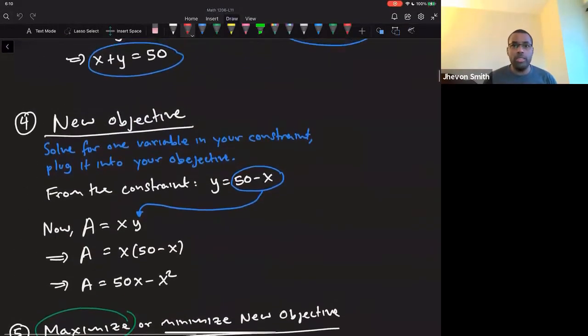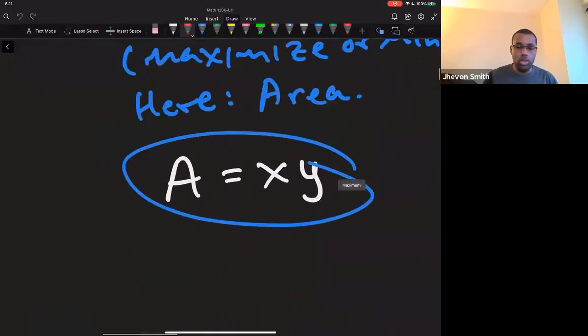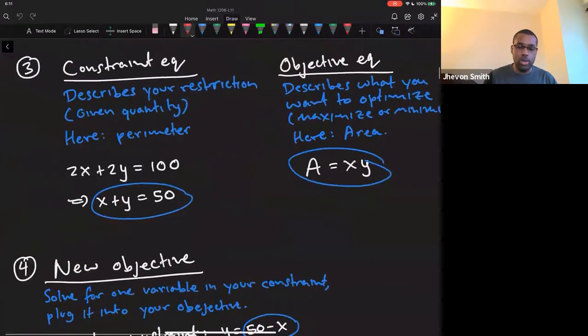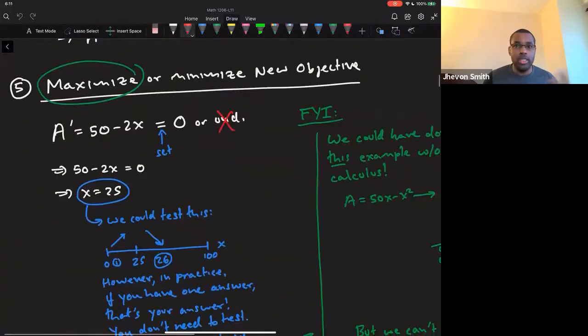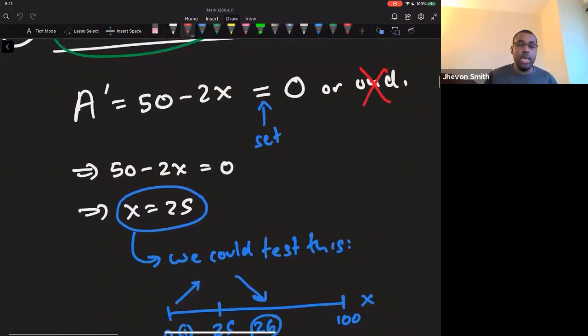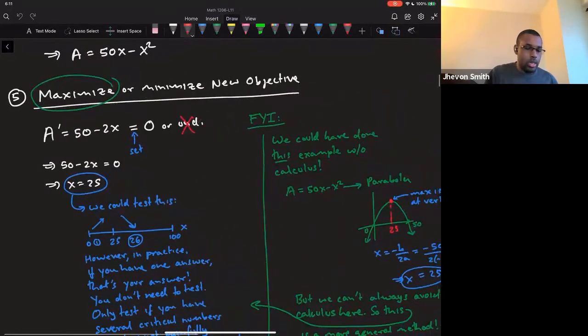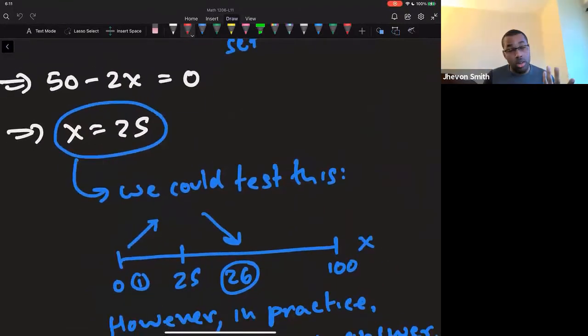You'll then find a new objective, which you use the constraint equation to plug into the objective equation to get it in one variable, because it will usually be in several variables, and we don't know how to deal with that in this context. You will then maximize or minimize the new objective depending on what you want to accomplish. And since we're in calculus, we do that by finding the derivative and setting it equal to 0 or undefined. And most of the time, not all the time, you'll get one answer, and that's going to be your answer, because the problems I will ask you will have an answer.